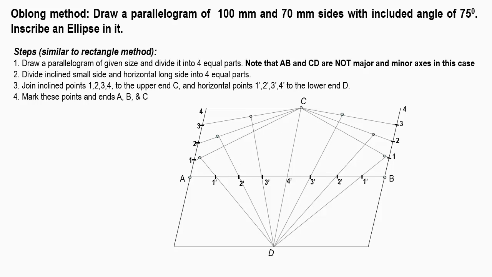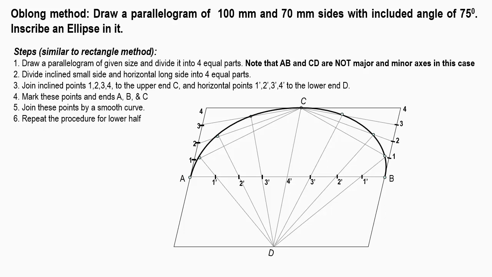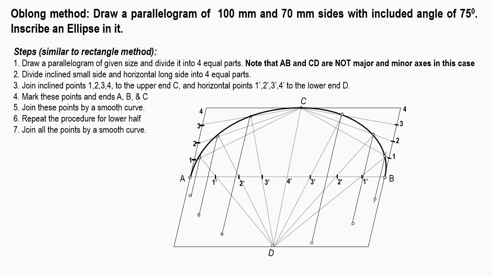So this is the construction that we have done on the top half. Join all these points with a smooth curve. We will get half the ellipse. Then repeat the same procedure for the lower half. We locate the points on the lower half and then join all these points by a smooth curve. We will get the complete ellipse. So you can see here that AB is not the major axis, CD is not the minor axis. We are going to study later how to locate the major axis and the minor axis if an ellipse is given to us.